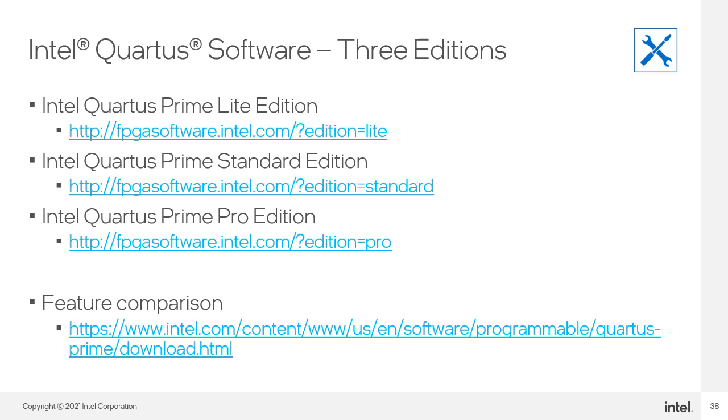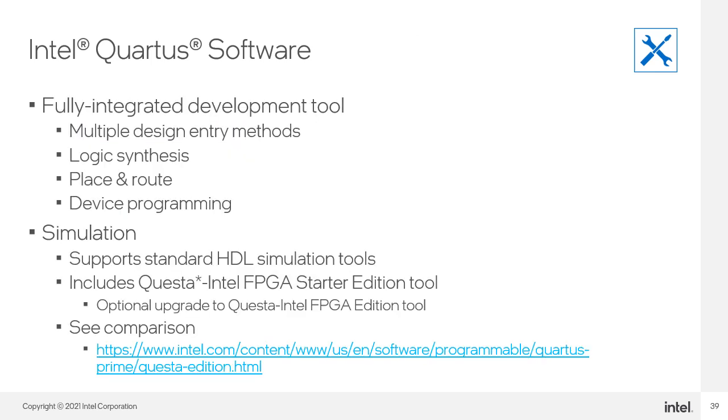We refer to the Intel Quartus Prime software as a fully integrated design tool because you can do everything you need to do to create an FPGA design within the software without the need for any other tools. The software gives you the ability to enter your design in multiple ways. Once entered or created, the software will then synthesize your design into logic and place and route your design using the resources of your target device. You can then use the built-in programmer to program an FPGA device with your design.